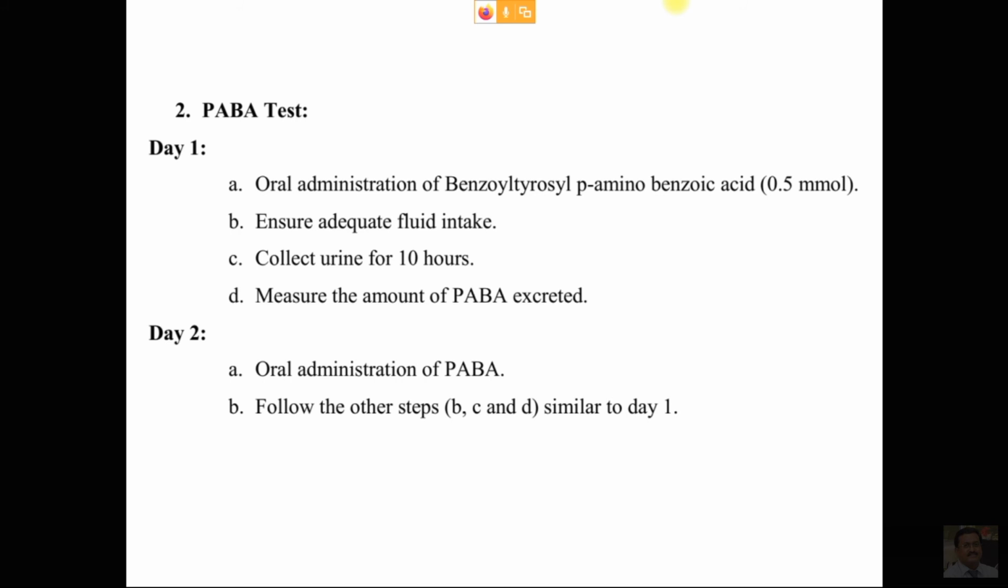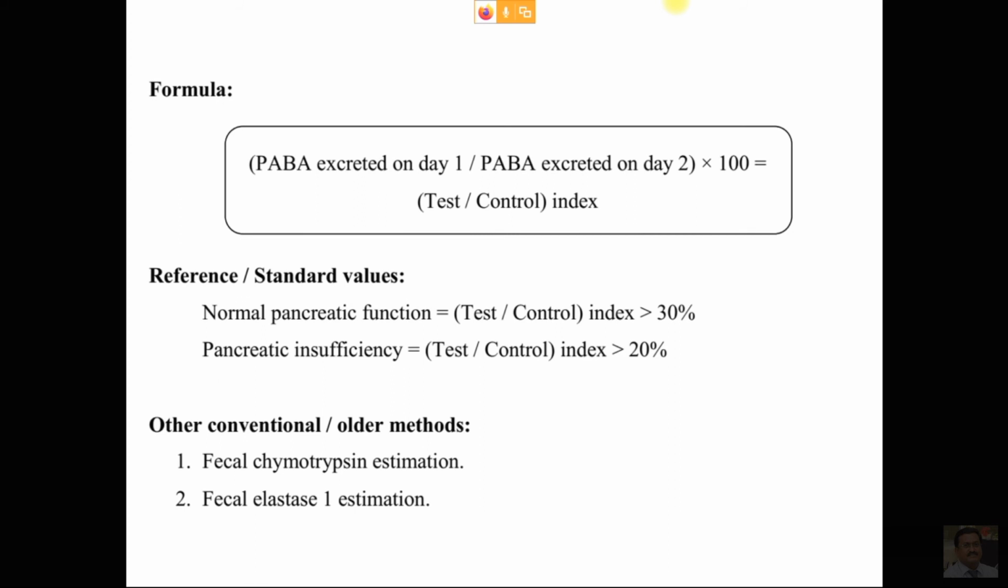And on day 2, you can give only the PABA, at the same concentration, that is the 0.5 millimolar concentration, to the patient, and follow the other steps B, C, D from the previous day 1. So that is, ensure adequate fluid intake and collect the urine sample for 10 hours and measure the amount of PABA excreted. And day 1 and day 2 are completed, and the next one is the formula.